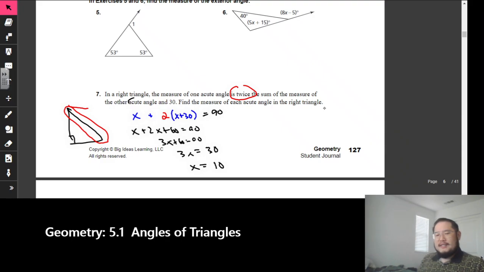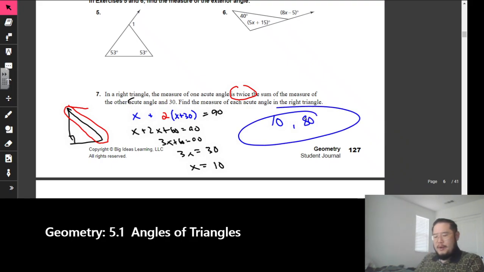So now the last thing is this. Find the measure of each acute angle. Well, if I plug in 10 into this one, that's one of the angles. So one of the angles is going to be 10 degrees. The other happens to be, plugging it in right here, 10 plus 30 is 40, times 2 is 80. And those are your two angles. And it all makes sense because remember, these two angles need to add up to 90 degrees. And 10 plus 80 is equal to 90.